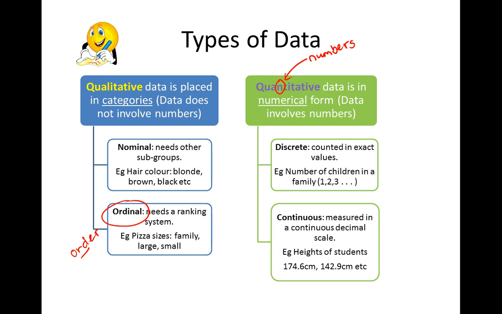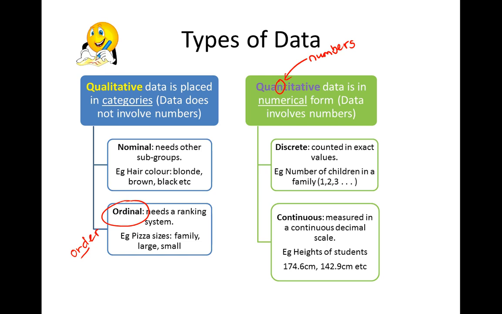Now, the other type of quantitative data we have, the last one there, is continuous data. And continuous means it continues on, there's no gaps, there's no jumping. It means that we could be looking at all of those decimal values in our numbers and including those as well, and that those values would be quite possible or quite likely. So they're measured in a continuous decimal scale.